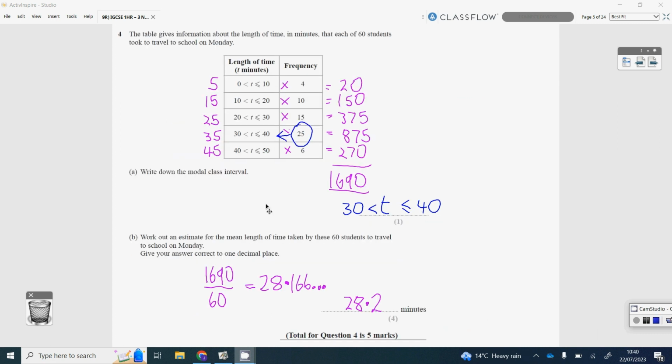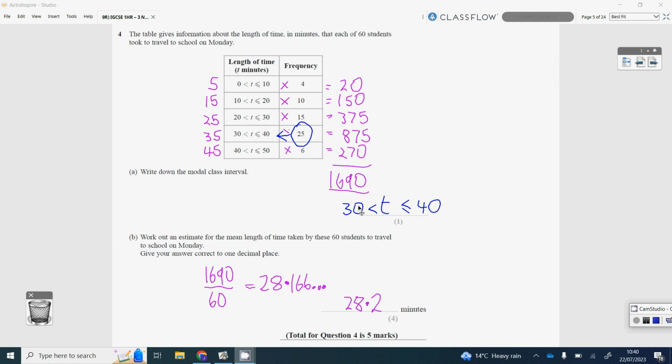Question 4, part A, write down the modal class interval. Now modal means most, so what happened most often? Well, of these 60 students, something happened 25 times. So what happened 25 times? The length of time it took them to travel to school was between 30 and 40 minutes. So this is your final answer. So just copy that down exactly. So there we go.